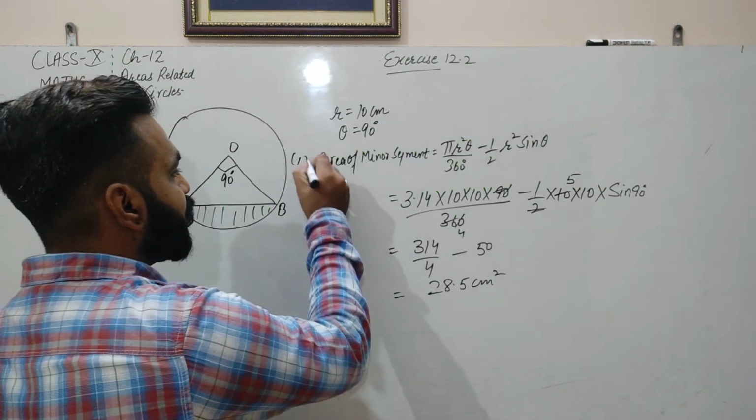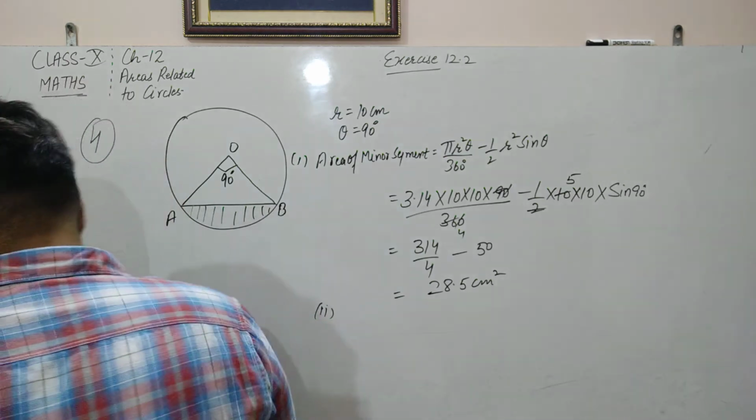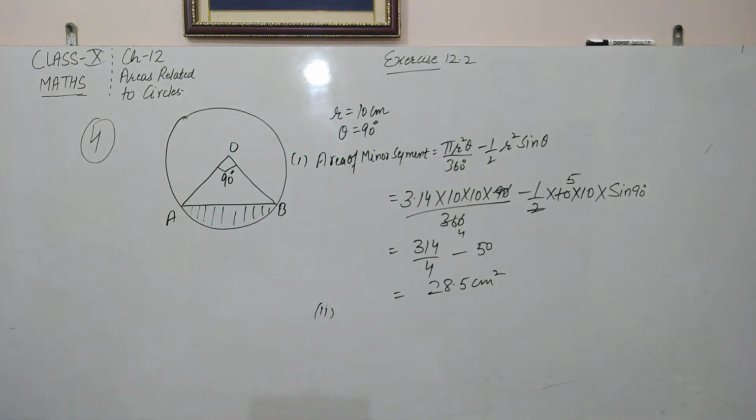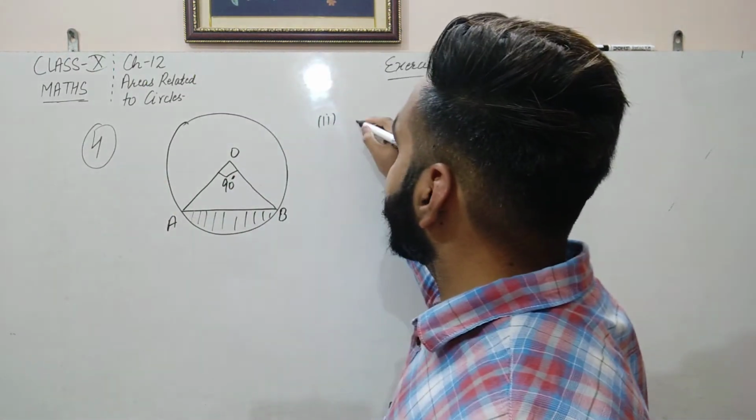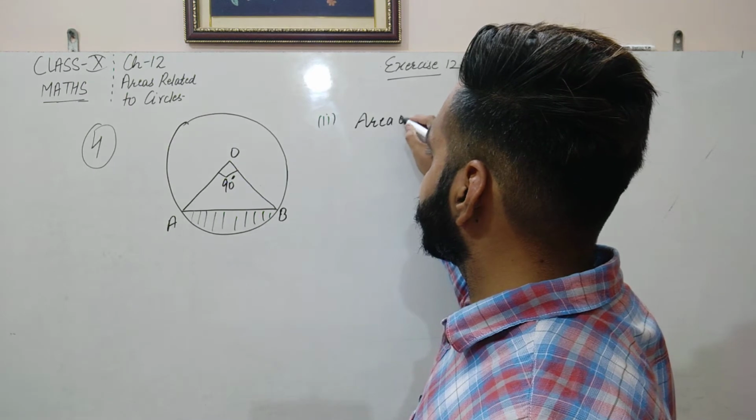This was the first part. In the second part, we have to calculate the area of the major sector. Now we will find in the second part area of major sector.